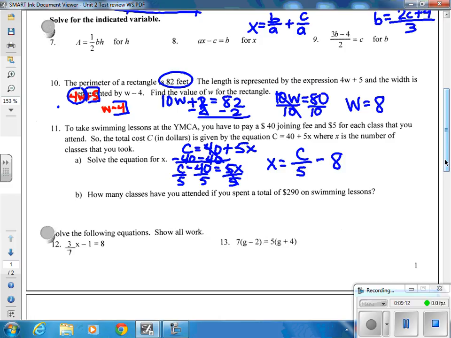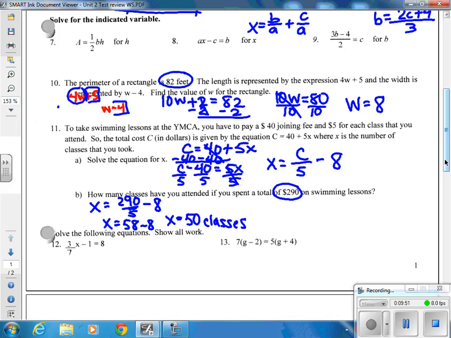Now you can use your answer to letter A to help you with letter B, or you can go back to the original. I'm going to show you both ways. If you use your answer to letter A, they're telling you the cost is $290. That's going to go in the C spot, and you're trying to find x. So using what you already wrote, you would say x equals 290 over 5 minus 8. Then you would follow order of operations. Order of operations says to divide first. So 290 divided by 5 gives you 58. You would subtract 8, and you would find out that x is going to equal 50. And it's asking us for how many classes, so our answer is 50 classes.